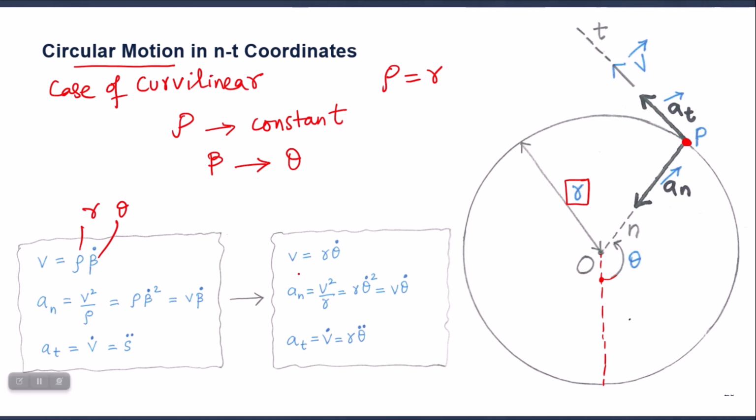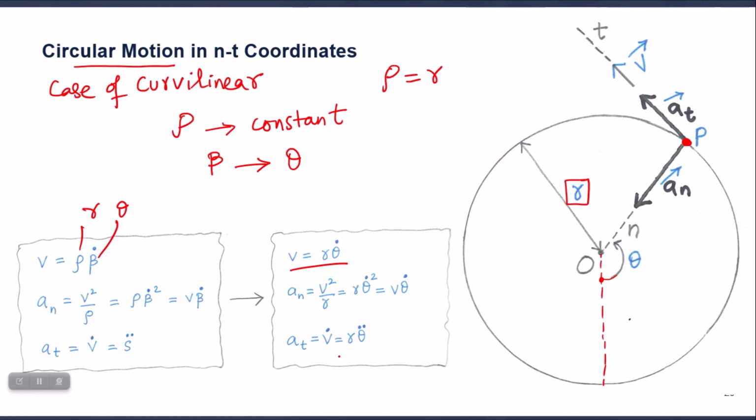So V becomes r times theta dot, a sub n becomes V square over r, or r times theta dot square, or V times theta dot, right? So all three equations will simply take a new form or new notation. Similarly, a sub t will become V dot, and that will be the same as V dot here, but if we simply put V is equal to r theta dot, right?